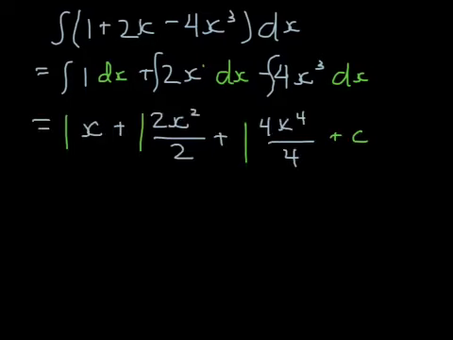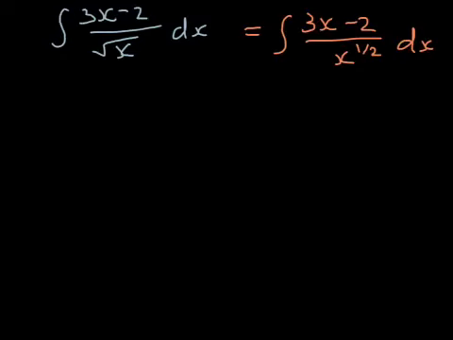Now we integrate each term, so our 1 dx becomes x, plus 2x squared, because we add the exponents together and divide by that same value. And our 4x cubed becomes 4x to the power of 4 over 4, and again adding our constant. Finally, we simplify. This becomes x plus x squared minus x to the power of 4 plus c.